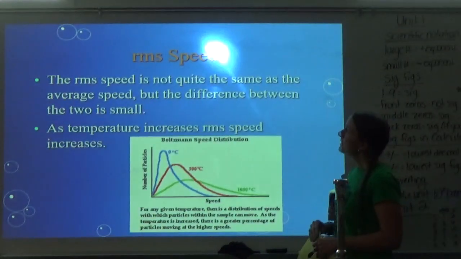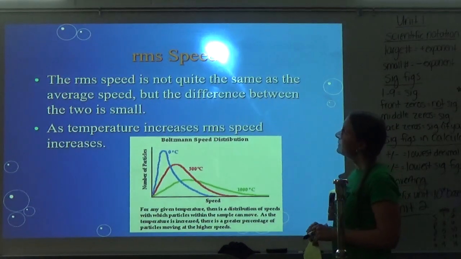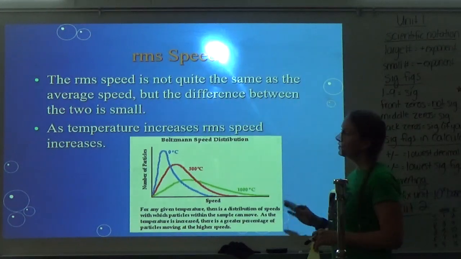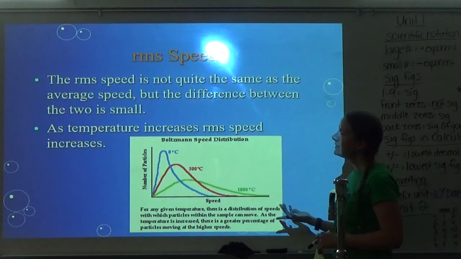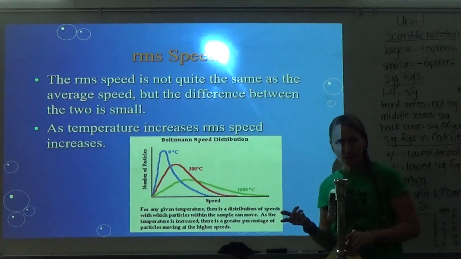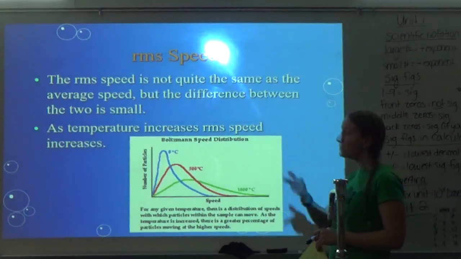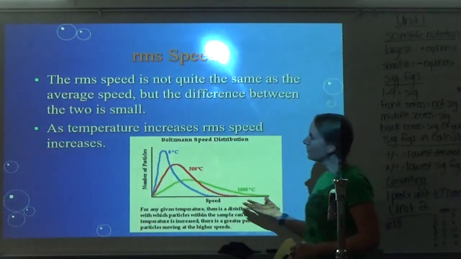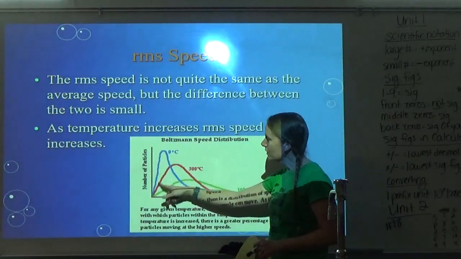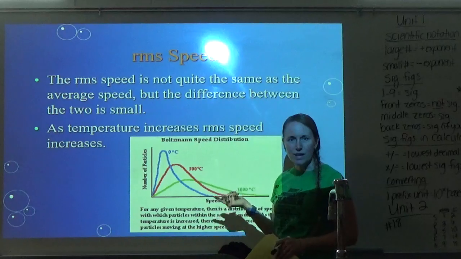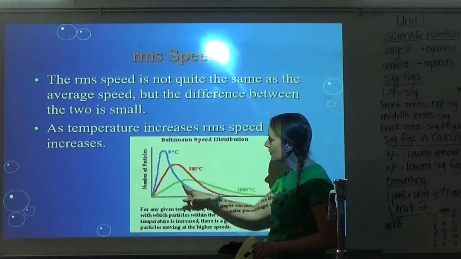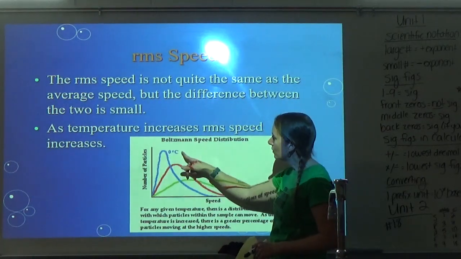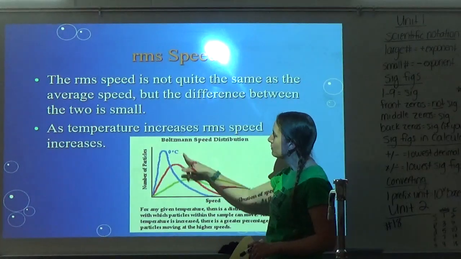So the RMS speed is not quite the same as average speed, but the difference between the two is very small. As temperature increases, RMS speed increases, which makes sense because as temperature increases, average kinetic energy increases. But one thing I do want to point out is as temperature increases, notice how the shape of the line changes. It's not like 0 is here and then the 500 is the same shape.